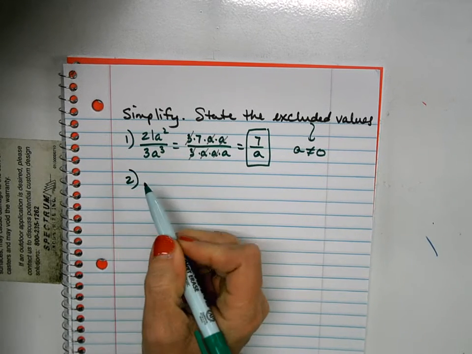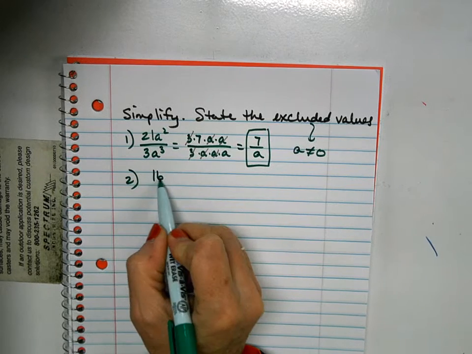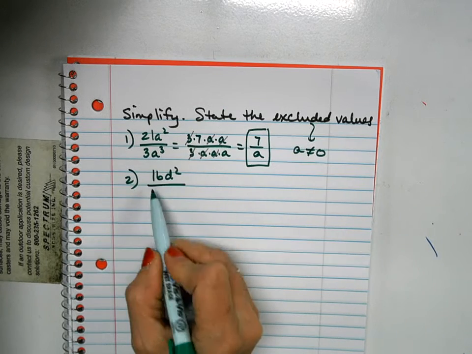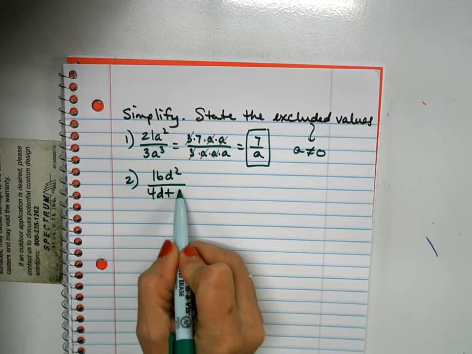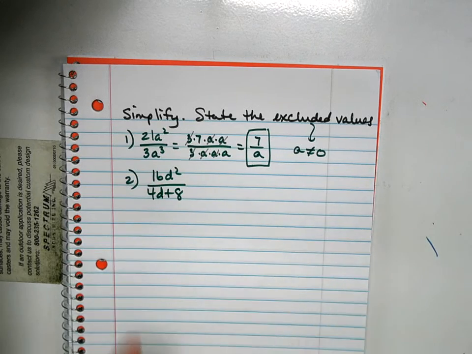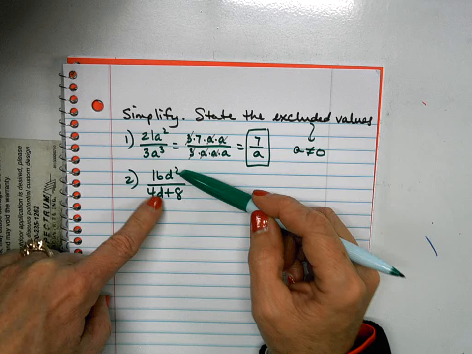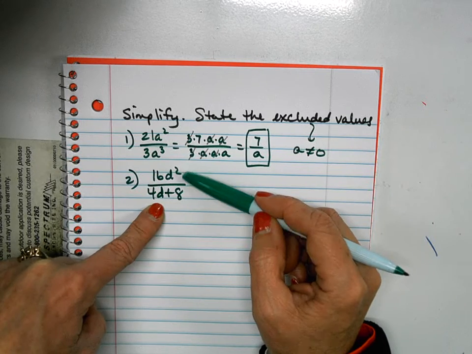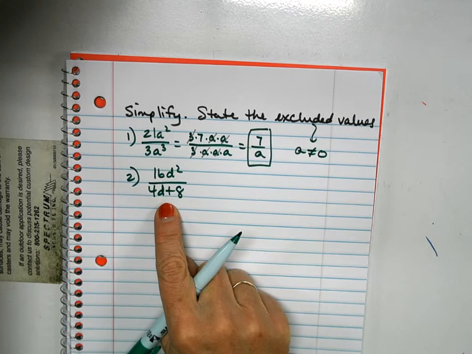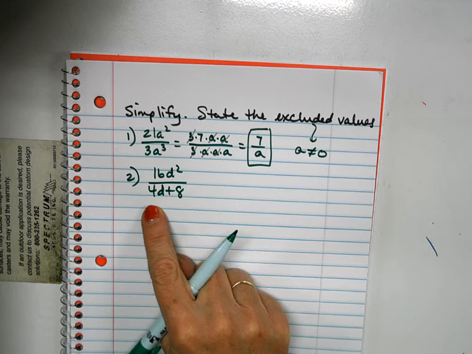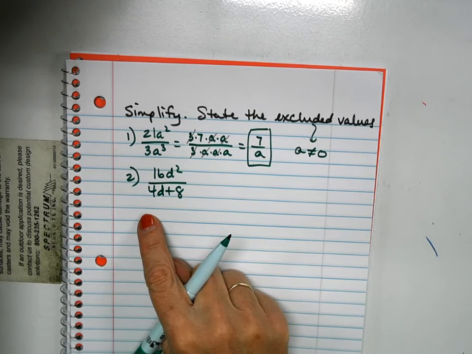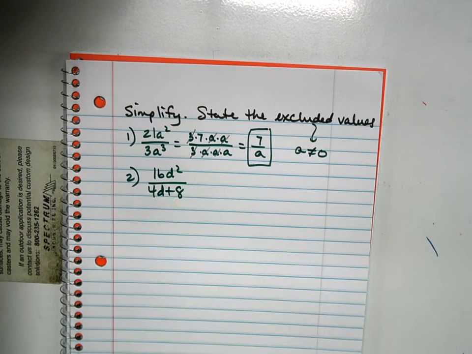All right, let's do another one of these. Number 2, 16d squared over 4d plus 8. Can I cancel these d's? No, you can't cancel these d's. This plus sign ties the 4d and the 8 together. To cancel right now, I'd have to cancel the whole 4d plus 8, and I don't have a 4d plus 8 in the numerator, okay?